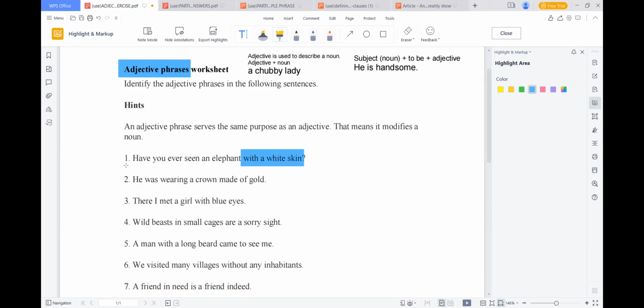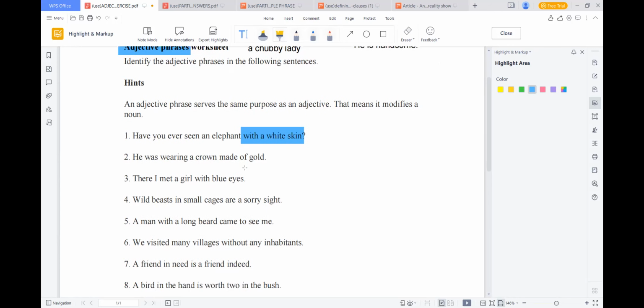If you write, have you ever seen an elephant? It's just normal. But if you learn how to use an adjective phrase to describe more about the elephant, about the subject, about the noun, you can use an adjective phrase such as with a white skin. Because you can't say, have you ever seen an elephant white skin? No, with a white skin. So this whole thing is called adjective phrase. Do you understand? Because it's formed by a few words, and the whole phrase is used to describe an elephant.